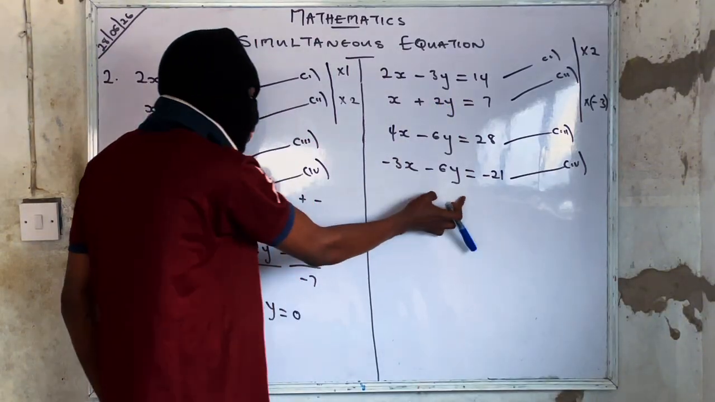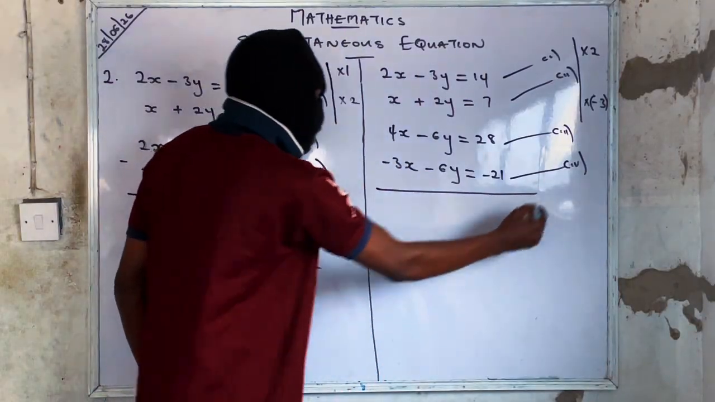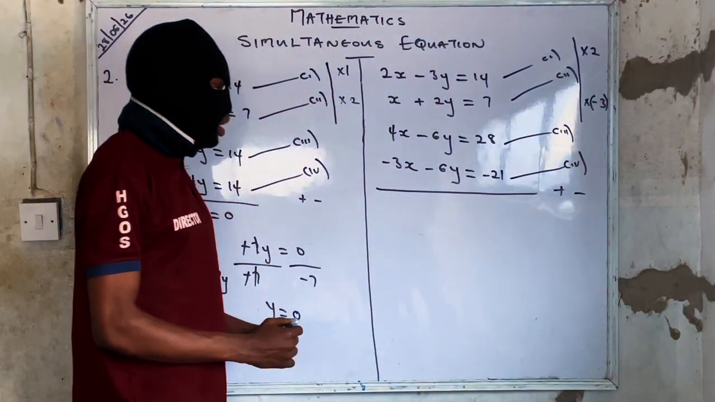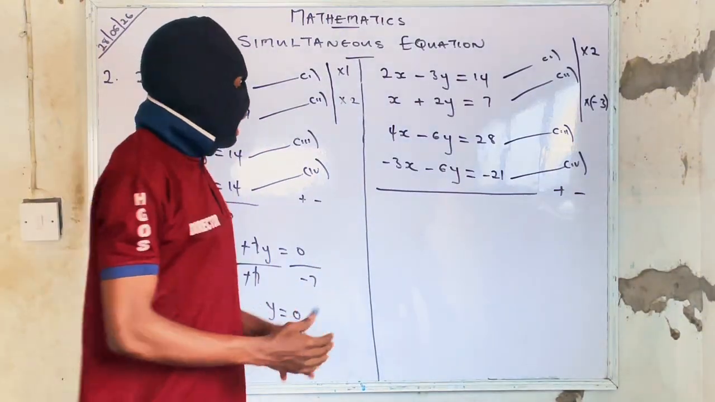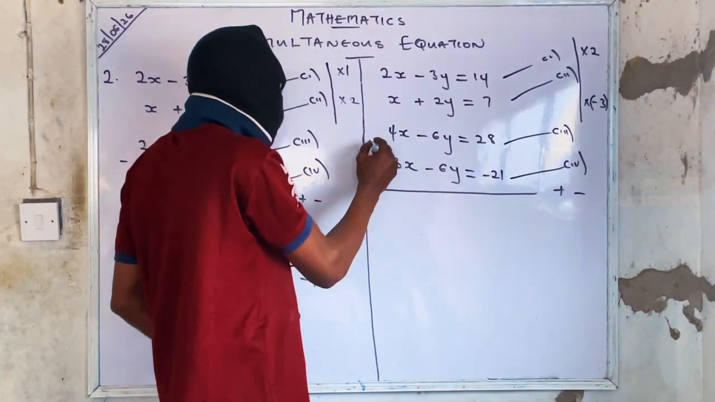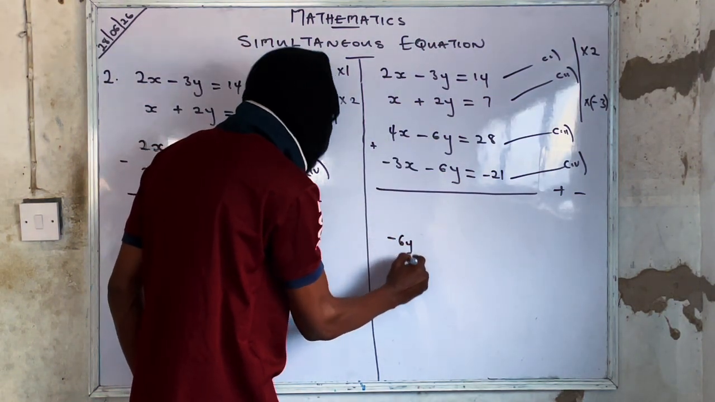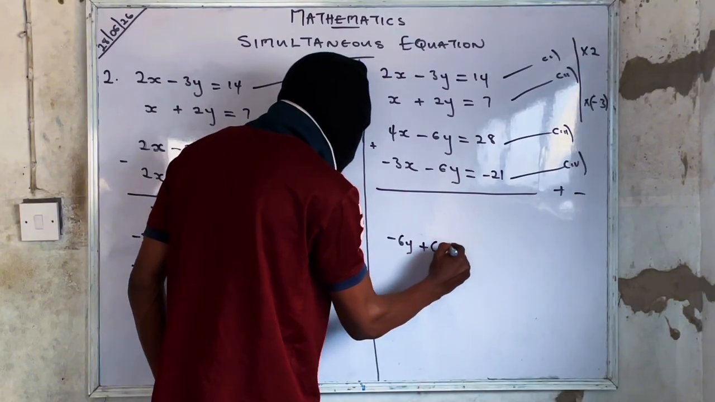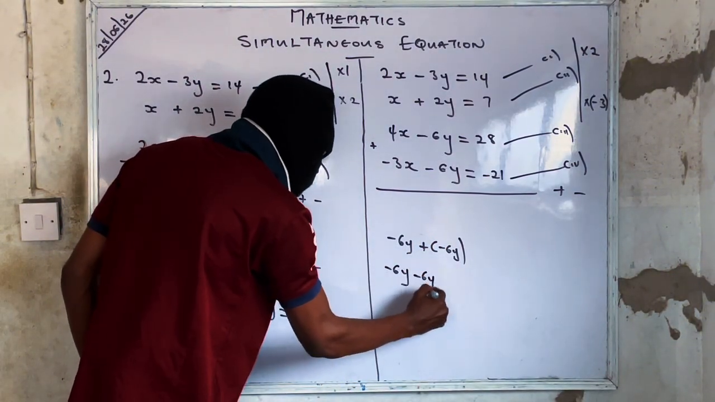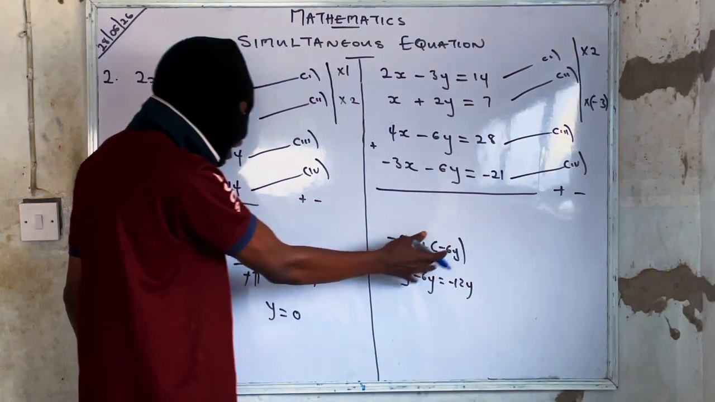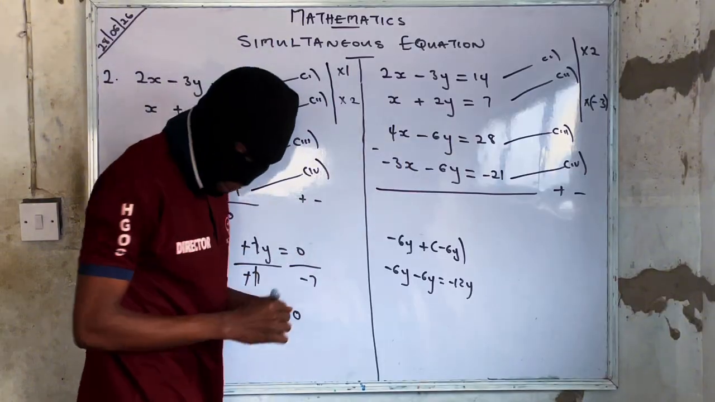Now, you can see that we already have the same coefficient. Now, you are going to draw your line. You have your plus here, you have your minus. Look for the sign which will let us eliminate the y. Now, if we use plus, put your plus here. Now, minus 6y plus into bracket minus 6y will give us minus 12y. That means that you can't use plus. Then you can now go for minus.